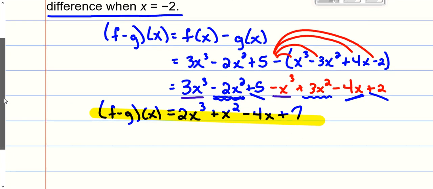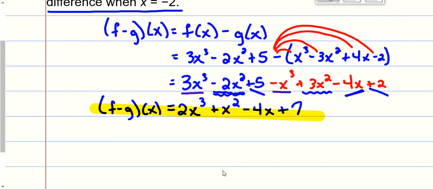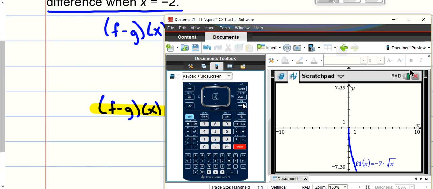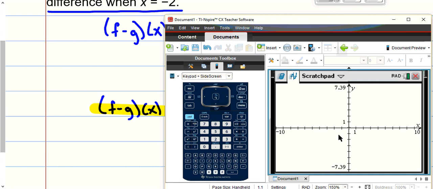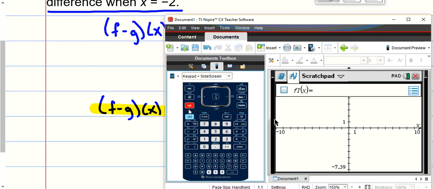All right, finding the domain of that, let's plug that in our calculator. So we're going to delete what's there. Press tab, we're going to put in a new function.